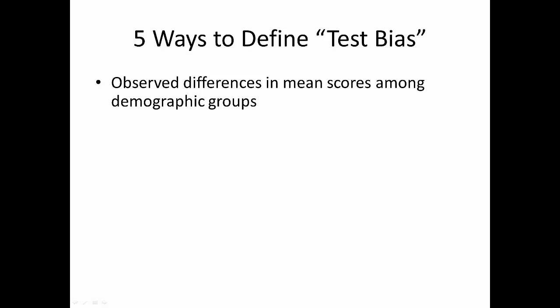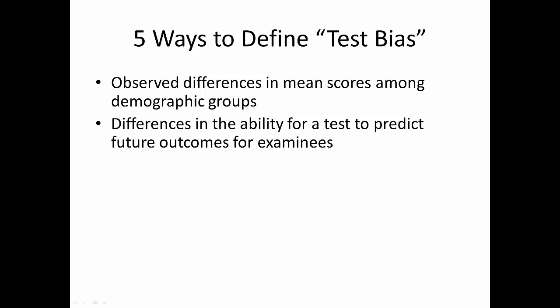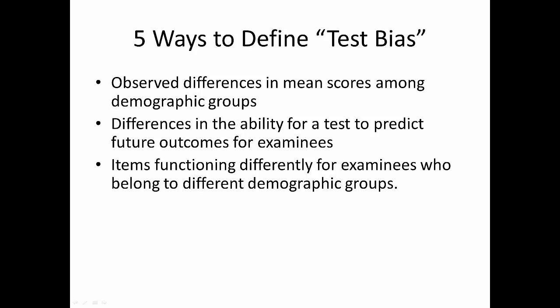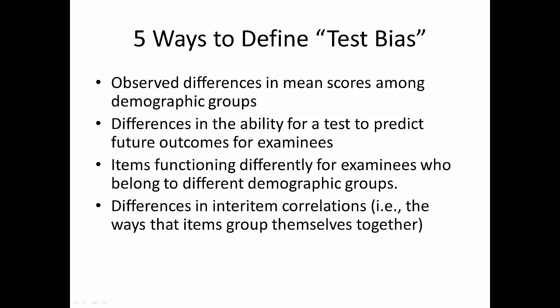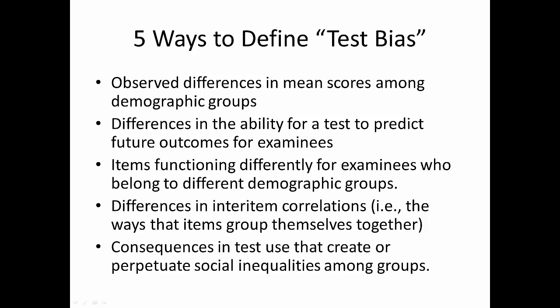There are 5 ways that people define test bias. These are observed differences in mean scores across demographic groups, differences in the ability for a test to predict future outcomes for examinees, items functioning differently for examinees who belong to different demographic groups, differences in the inter-item correlations or in the way that items group themselves together. In testing parlance, we call these item groups factors. And consequences in test use that create or perpetuate social inequalities among groups.